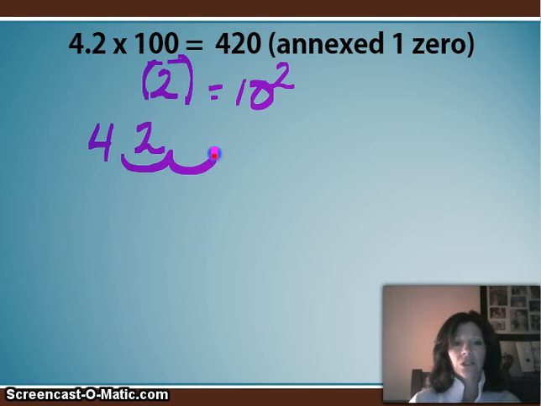1, 2 places to the right. So that gets rid of that decimal point. Puts that decimal point over here to the right. This little indentation here, it's like a little egg shape, that lets you know that you need to annex 1 zero in that number. So we'll fill that space in with a 0. So 4 and 2 tenths times 100 is 420, which is what we've done here.